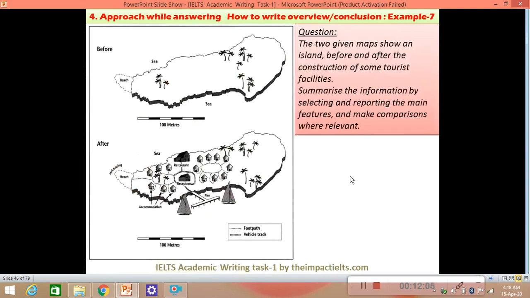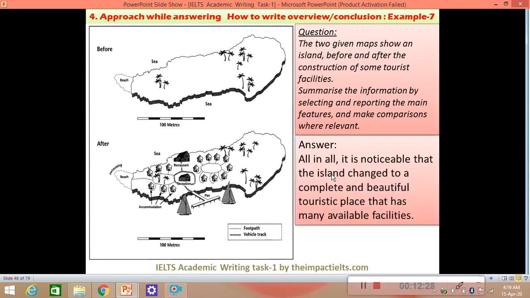And now we have come to the last question, the question of maps, a comparison of two maps. Here again, it's a bit tricky, perhaps what should really be written. The two given maps show an island before and after the construction of some tourist facilities. This is the question. All in all, that is the sixth way of writing the overview part.